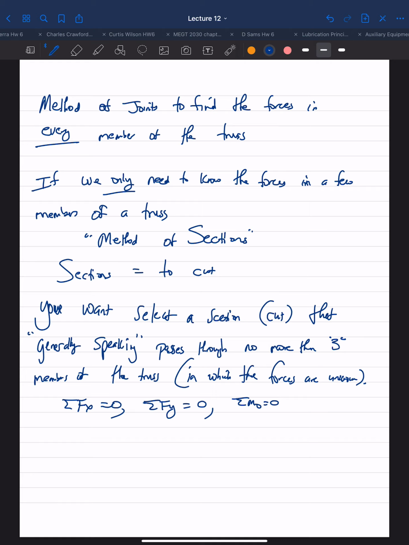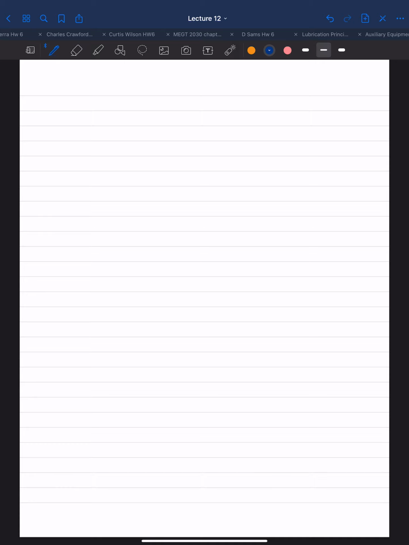So let's take a look at an example problem. Let's look at example 5.5. That's page 242 in the text. It says determine the force in members GE. Let's draw it first.